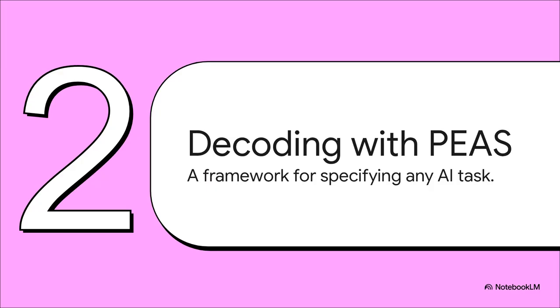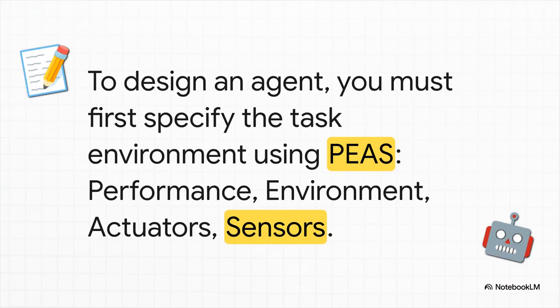So, if you're building one of these things, how do you even begin to describe the problem? How do you map it all out so you can build a solution? Well, you start with a really simple but powerful acronym, PEAS. It's a checklist that forces you to define the entire task. P is for performance. What does winning look like? E is for environment. What world is it in? A is for actuators. What can it physically do? And S is for sensors. What can it see or hear?